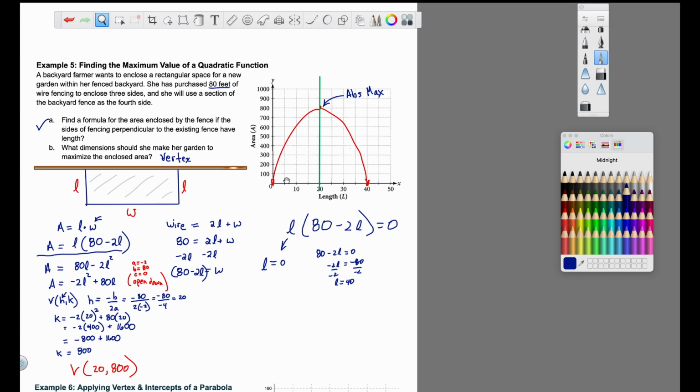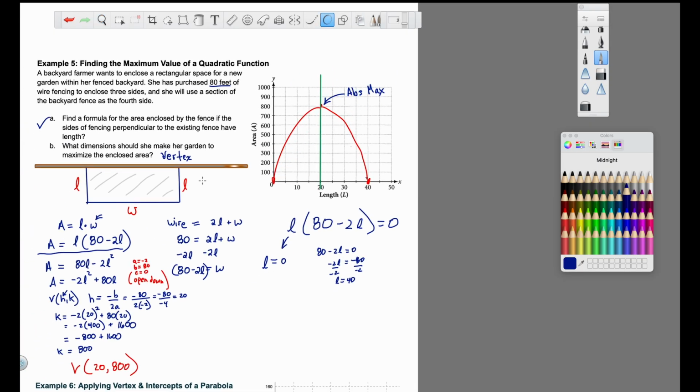So if this length right here is 20, this makes this 20. 20 plus 20 is 40. I have 80 feet total. That's going to make this width right here 40 feet, right? 20 plus 20 plus 40 is 80. And 40 times 20 would be 800 feet squared.